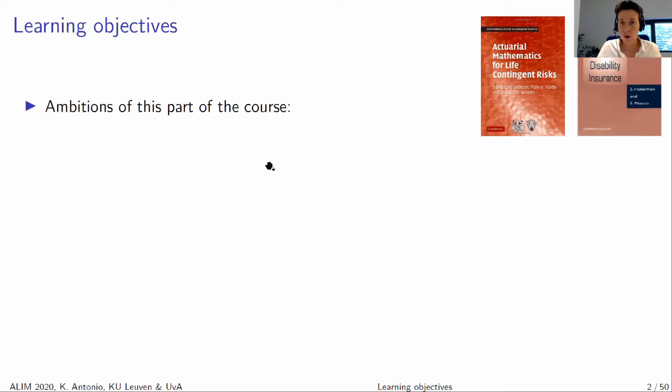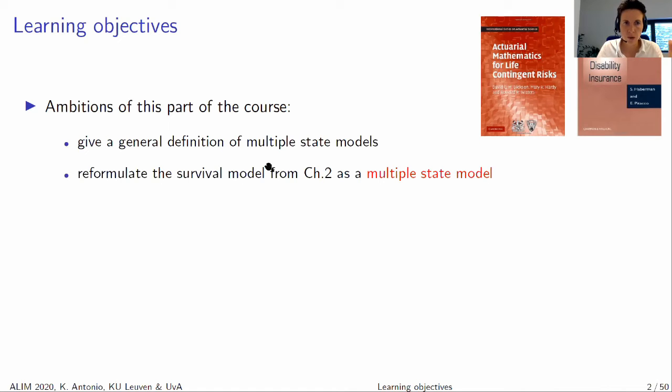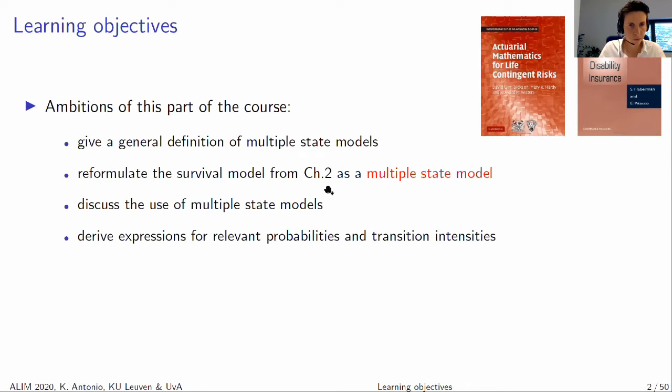Okay, so what are our learning objectives for this part of the course? We want to describe what multi-state models are. We want to see the basic survival model that we've been studying so far as, let's say, the simplest example of what such a multi-state model can be. And we want to sketch in what kind of circumstances, for what kind of problems, you can use such models. And then we want to dive a bit more into the mathematics.